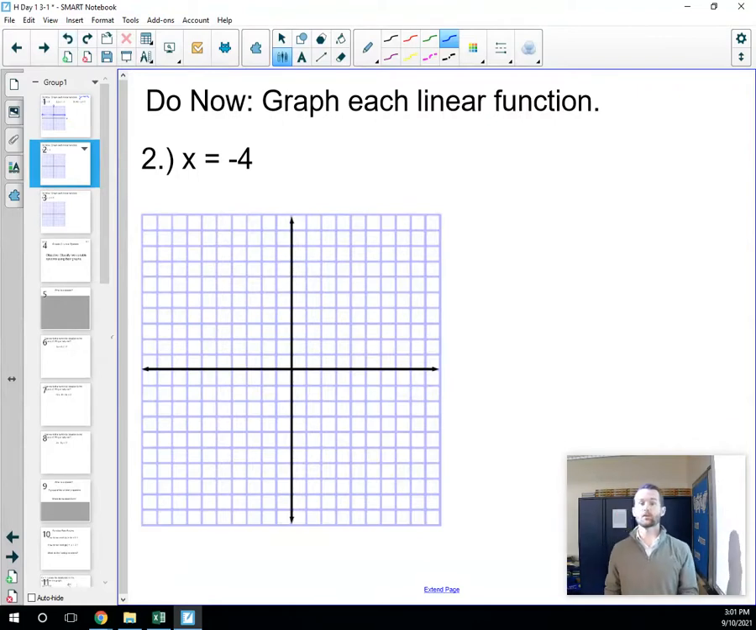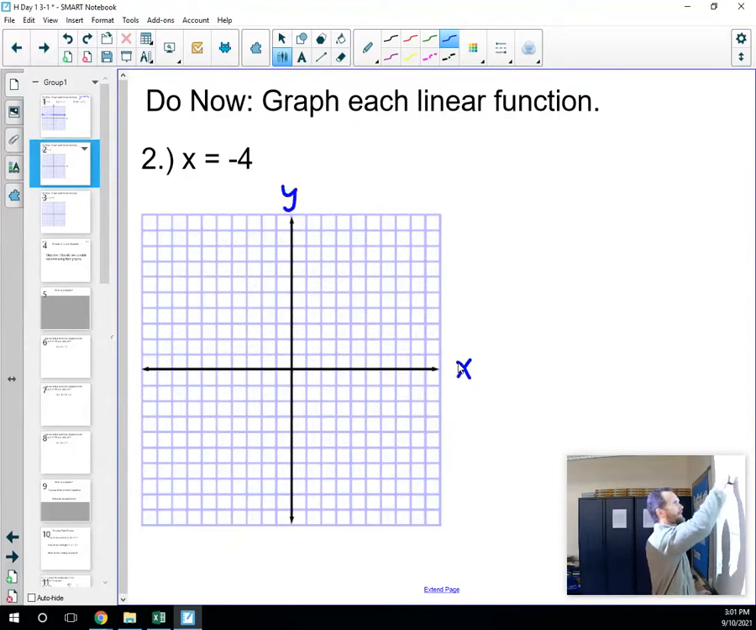Number 2 is x equals -4. Again, we see there's only one variable, which means it's a special case. It's either vertical or horizontal. So let's go to x equals -4. So there's the x and y axis, or go to -4 on the x axis, I should say. So 1, 2, 3, 4 to the left, put a point right there.